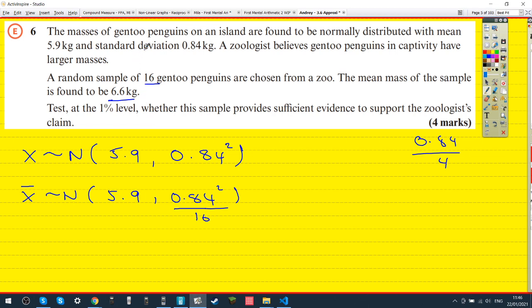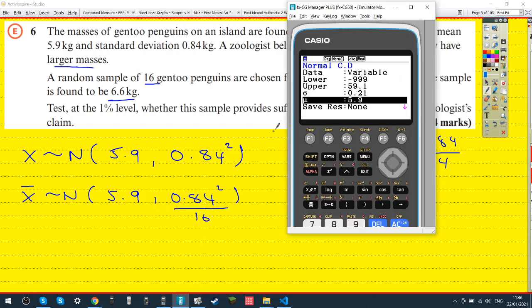What is he claiming? Yeah, he believes that these penguins have larger masses. So average mass is 5.9 kilos. Standard deviation of the sample of 16 is 0.21. He wants to know, what's the probability of getting a mass of 6.6 or bigger? So you do 6.6 lower, 999 upper. And so what's the probability for that one?